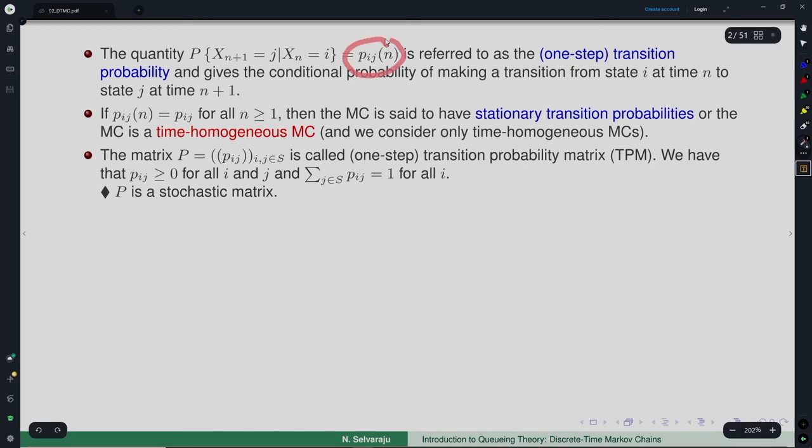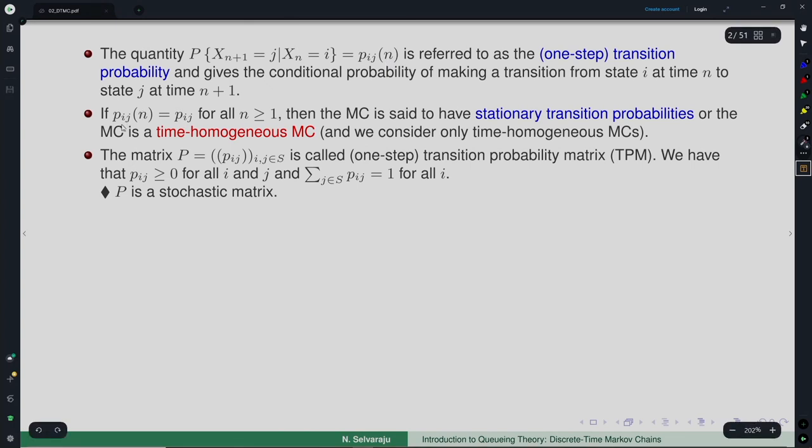This Pij of n gives the conditional probability of making a transition from state i to state j at time n, from time n to time n plus 1. So you are standing at time n, and at this point of time your state is i. Then the question is: what is the probability that at n plus 1 it will be in state j? That is what this basically is. So that is why this is the one step transition probability. Many a time you may refer to it simply as transition probabilities. Transition probability simply means it is always one step.